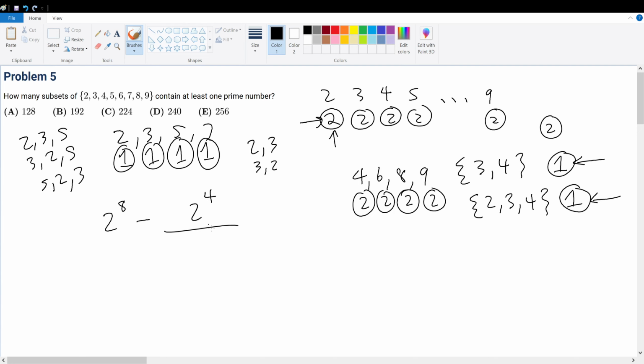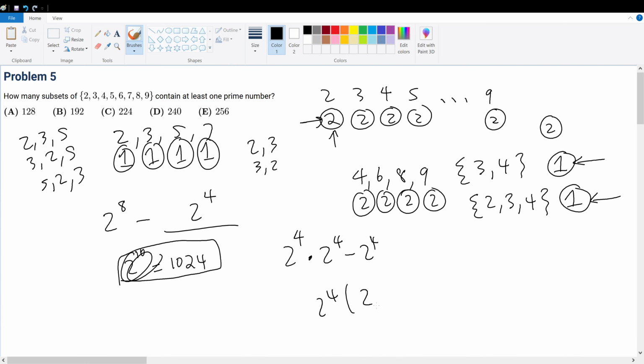Well, one number that everyone should know is 2 to the 10, which is equal to 1024. But let's suppose that you do not know this. How do we solve it efficiently? Well, let's consider 2 to the 8. 2 to the 8 is 2 to the 4th times 2 to the 4th, minus 2 to the 4th. Factor out 2 to the 4th. That becomes 2 to the 4th times the quantity 2 to the 4th minus 1.